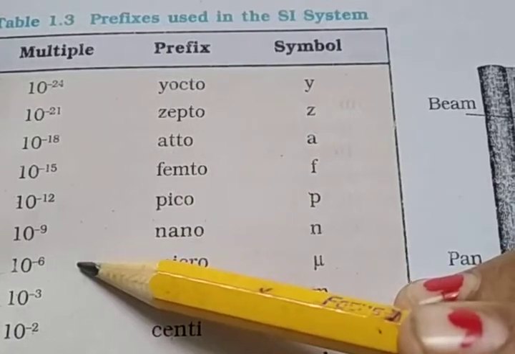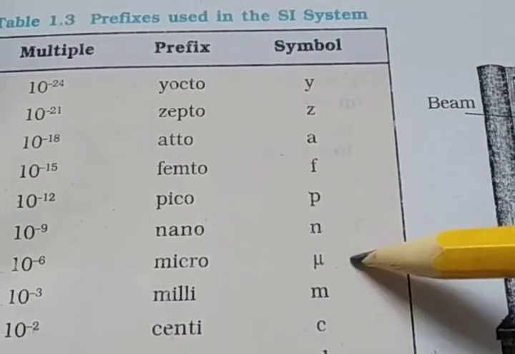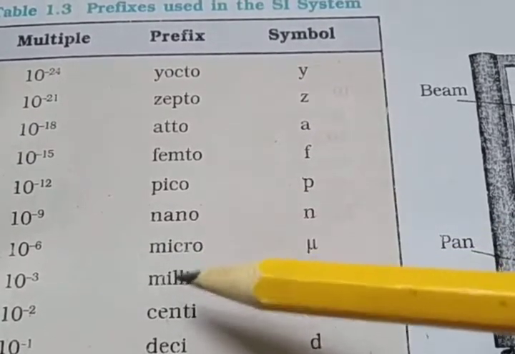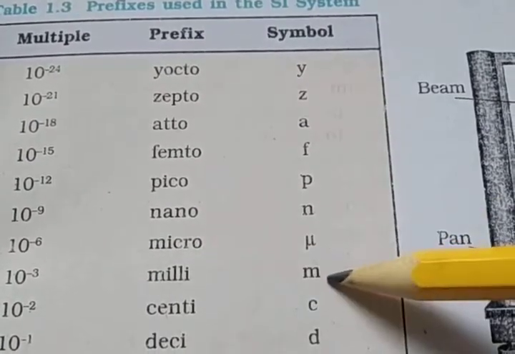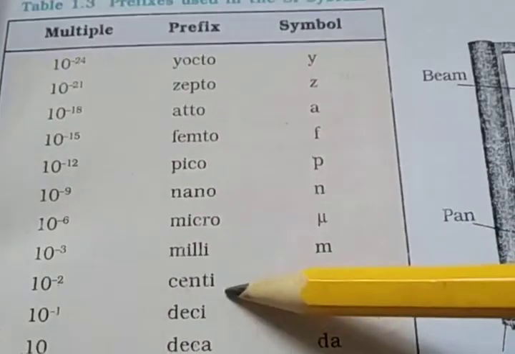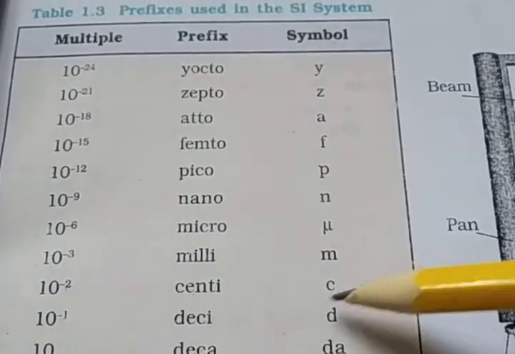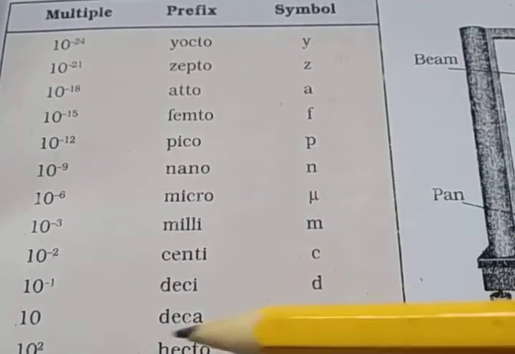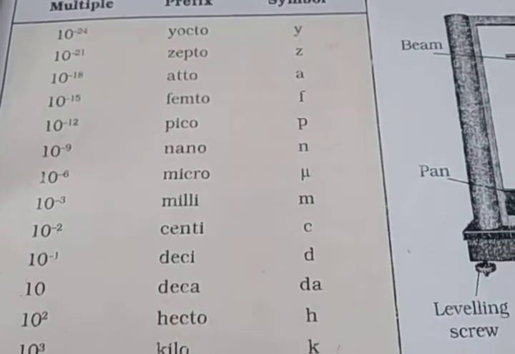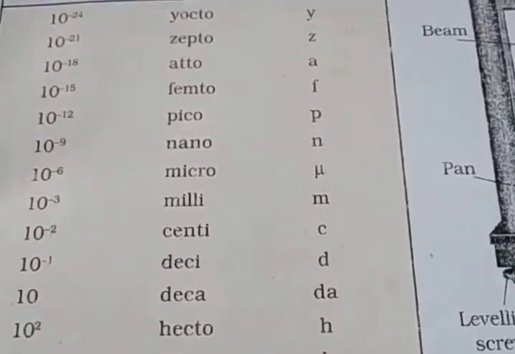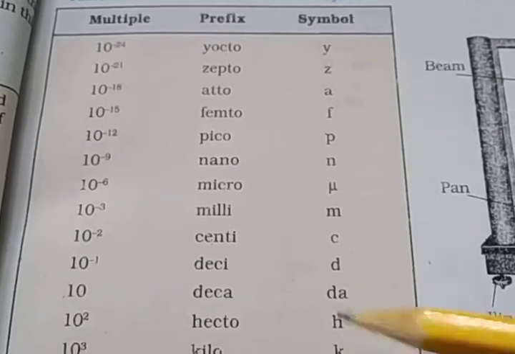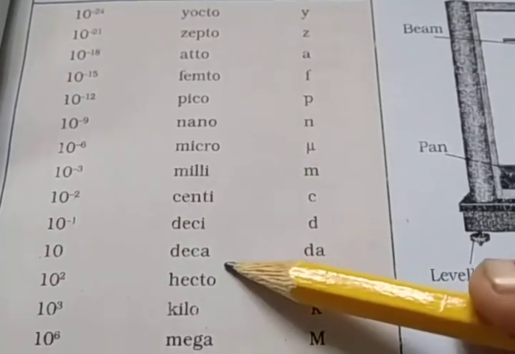Then 10 raised to power minus 6, micro, symbol mu. 10 raised to power minus 3, milli, symbol small m. 10 raised to power minus 2, centi, symbol small c. 10 raised to power minus 1, deci, symbol small d. 10 to the power 1, the prefix is deca and the symbol is da.